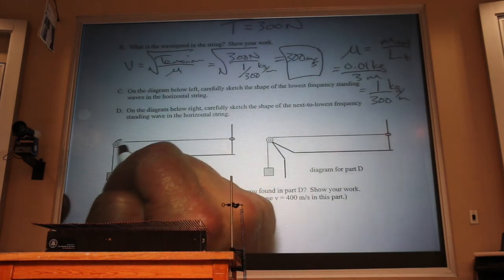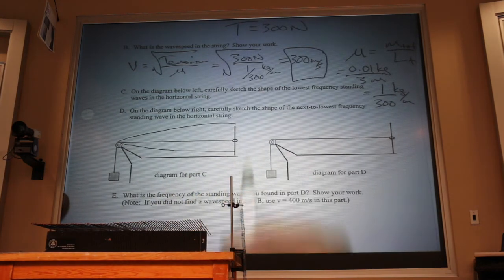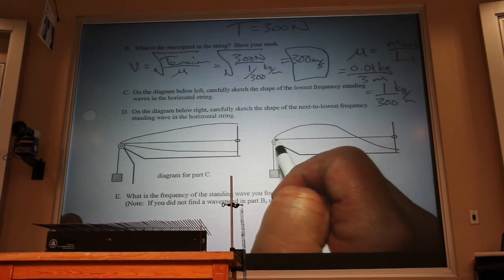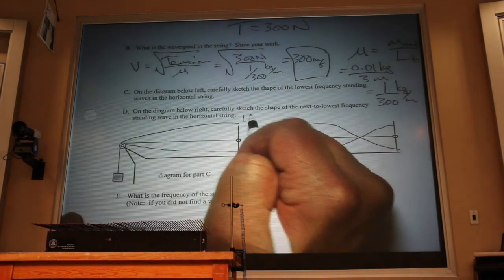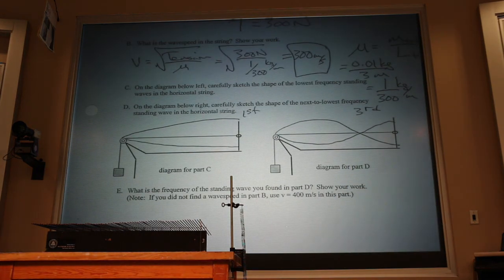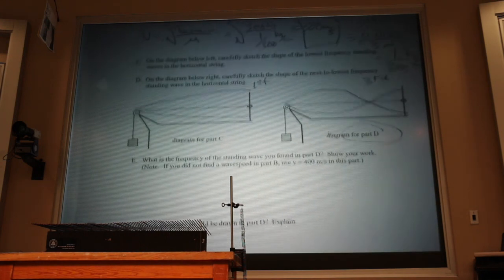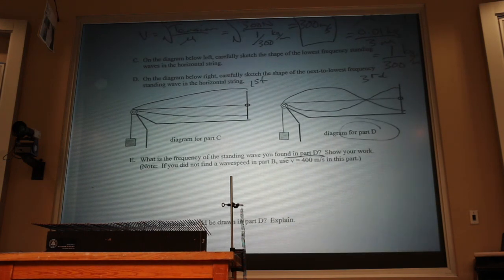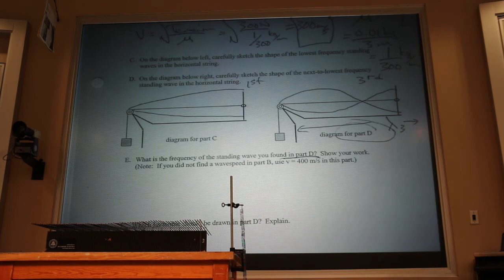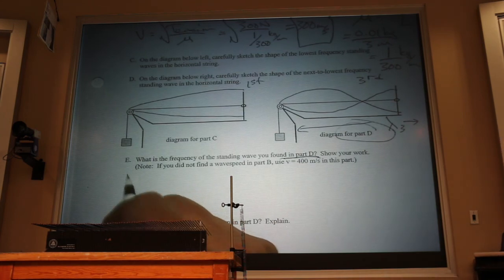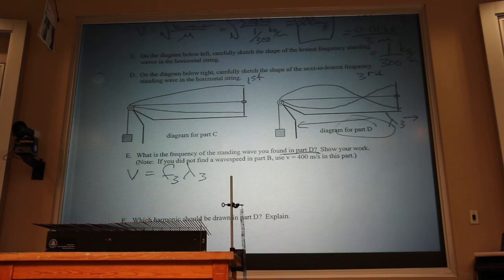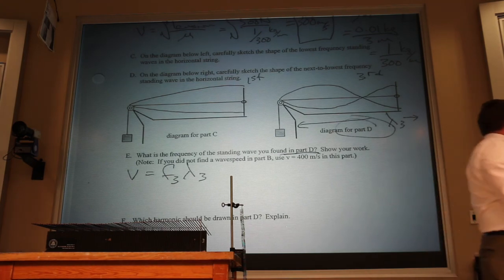Now, the first harmonic is going to go straight from a node to an antinode. The next harmonic is going to add one half loop. So this would be the first harmonic, and this would be the third harmonic. Now, to find the frequency of this harmonic, I need to know what the wavelength is. And then with v equal to frequency times wavelength, I can find that frequency.